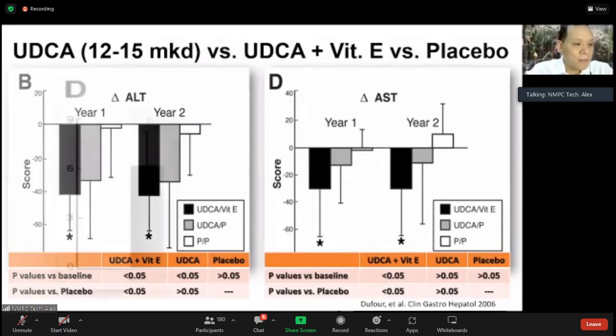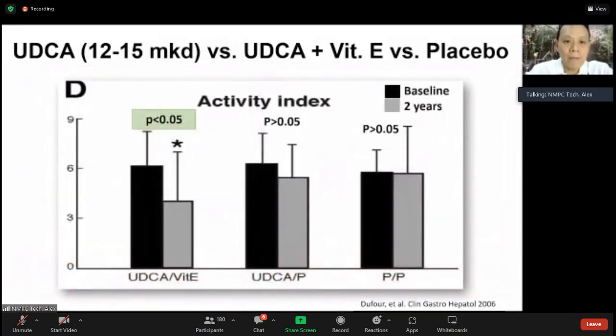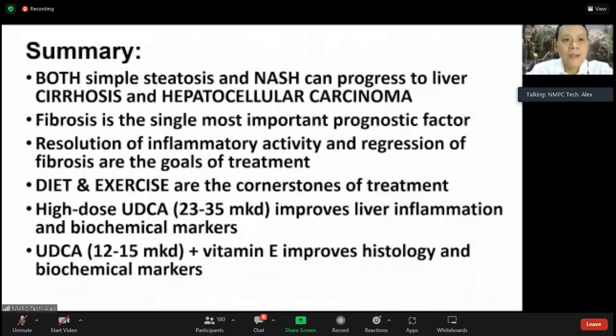alone versus placebo. Okay, and importantly, again, when they looked at histology, there was a significant difference between the combination group compared to your placebo in terms of the activity index, which reflects your inflammation. So in summary, I've shown you that both simple steatosis and steatohepatitis can progress to liver cirrhosis and HCC. And that is why we really need to be vigilant and follow these patients up.